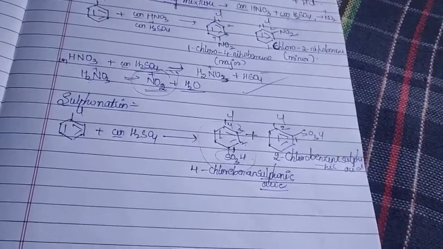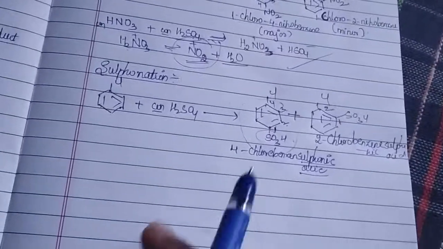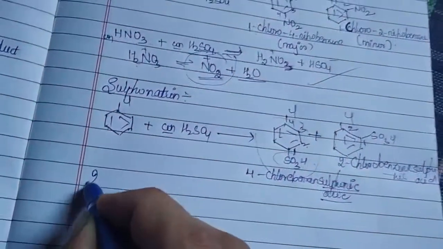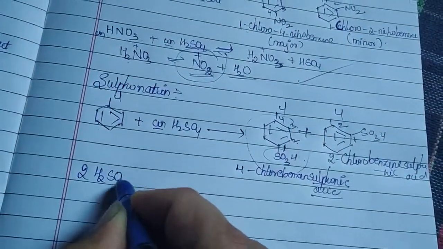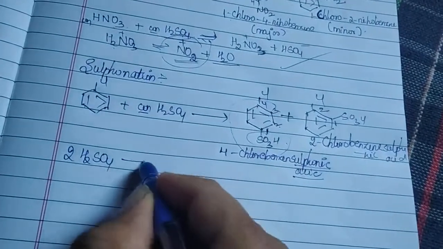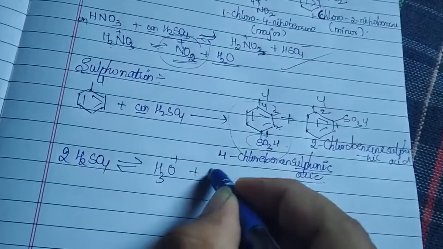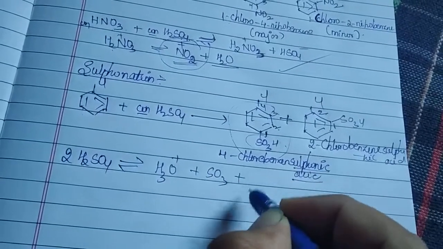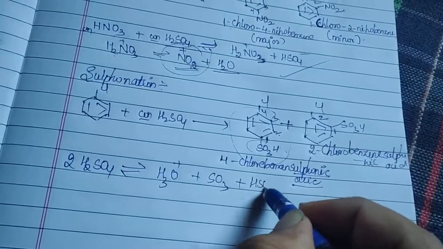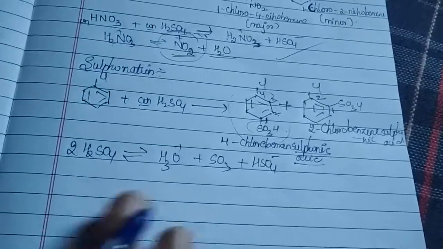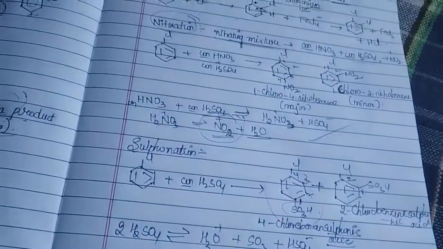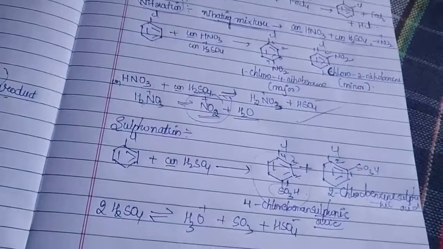How is it coming and attacking? In order to understand, of course, this is extra information once again. What happens whenever we are talking about sulfuric acid? Basically it will be in equilibrium to give hydronium ion plus SO3 plus HSO4 minus ion. So this will be the content whenever we are talking about sulfuric acid in a mixture.